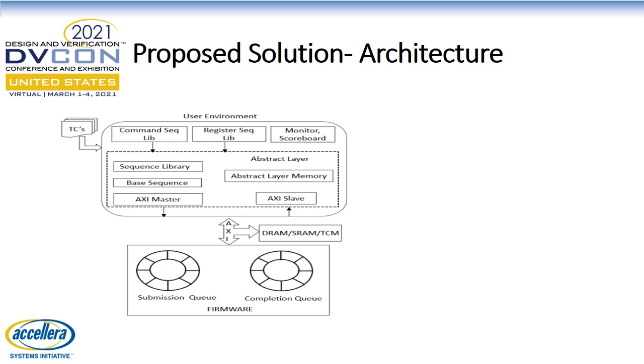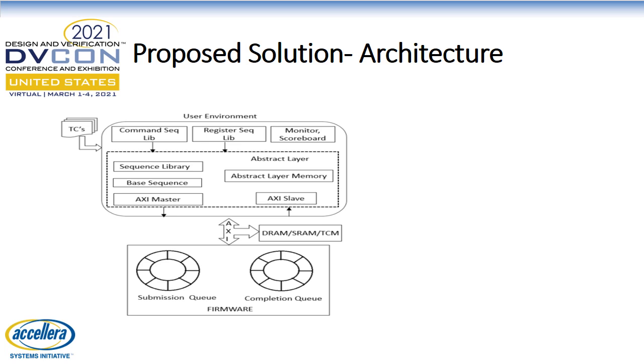In the proposed approach, we have come up with a SystemVerilog UVM based abstract layer which can control the unit firmware dynamically using a commonly accessible memory like DRAM, SRAM or core TCM. The abstract layer also has direct accessibility to the host testbench. The host can access the abstract layer sequences.